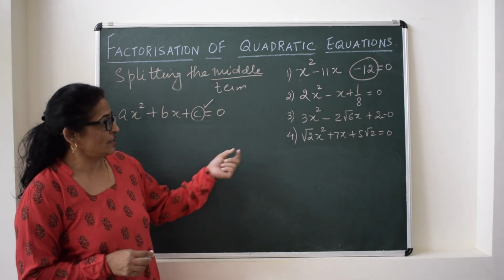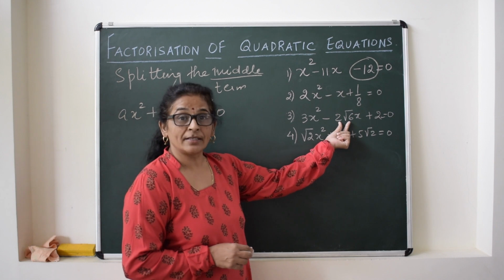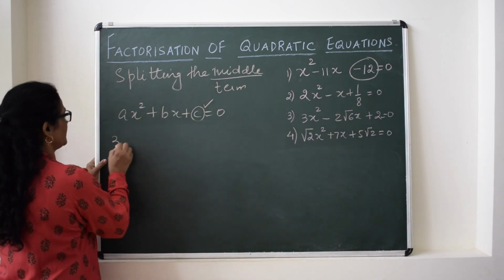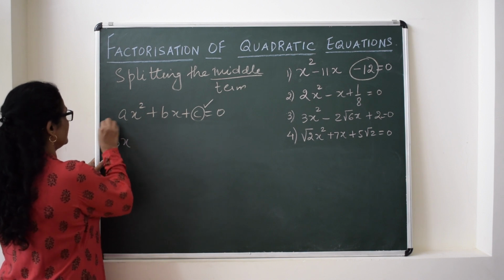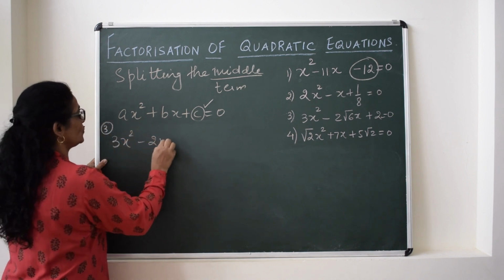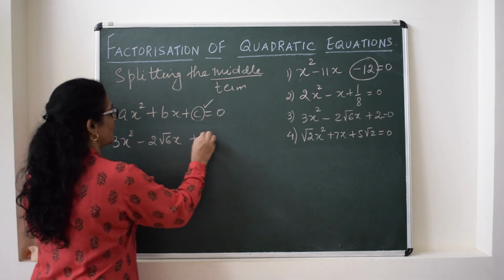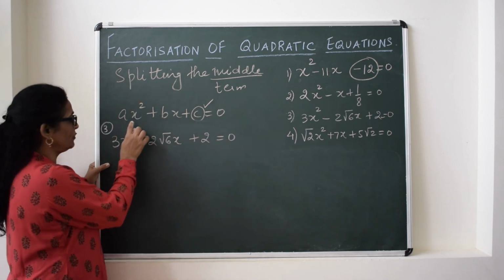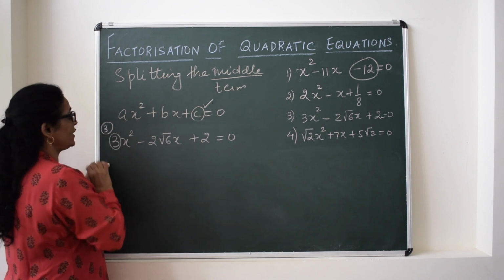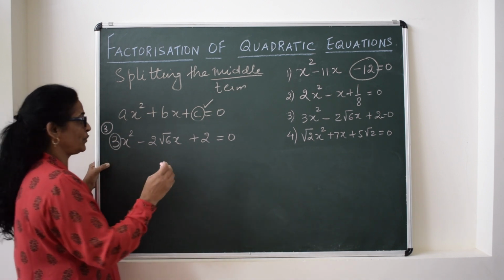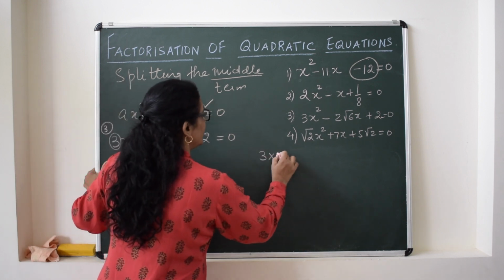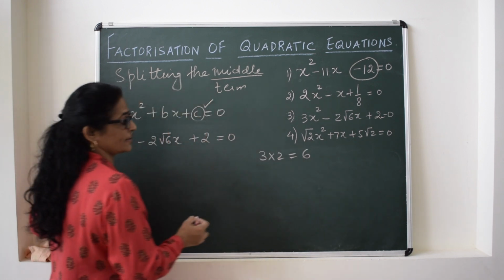In some equations, we will see there is a radical sign. Now the next example is of that type. Let's take the third example: 3x² minus 2 root 6 x plus 2 is equal to 0. We'll compare it with this standard form. Here also, a is not equal to 1, so same process, we will multiply a and c. And when we multiply a and c, it gives 6.